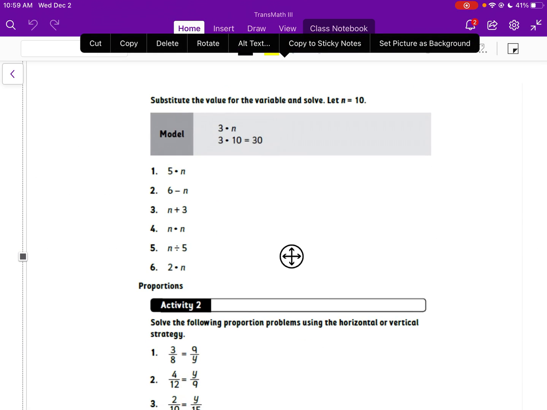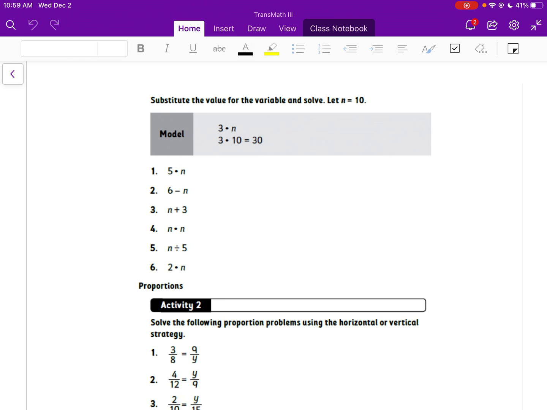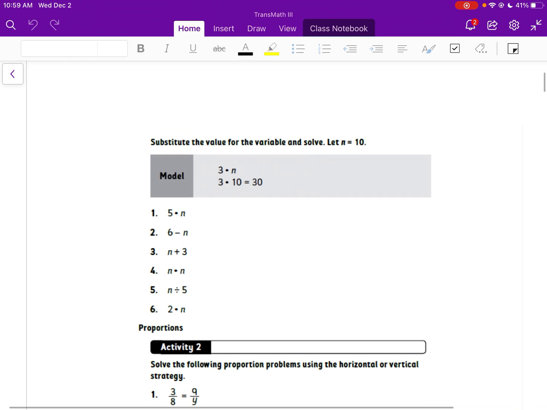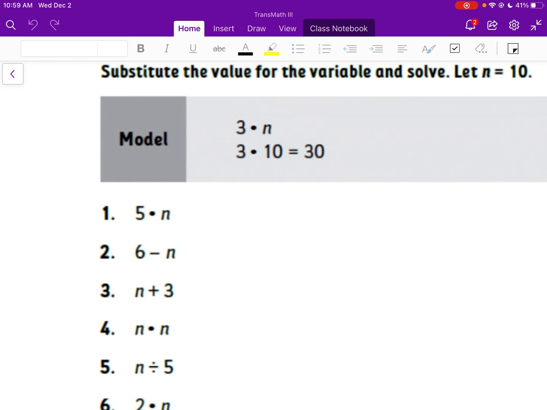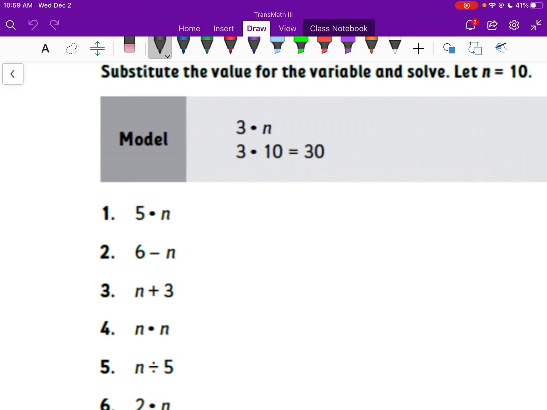All right, so skills maintenance for today. First part, activity 1, substitute the value for the variable and solve. Let n equal 10. So in this case, we're just going through and we're going to replace n with 10. So in this case, 5 times 10, we get 50. Number 2, replacing n with 10, we're saying 6 minus 10. Okay, in this case, it is equal to negative 4.